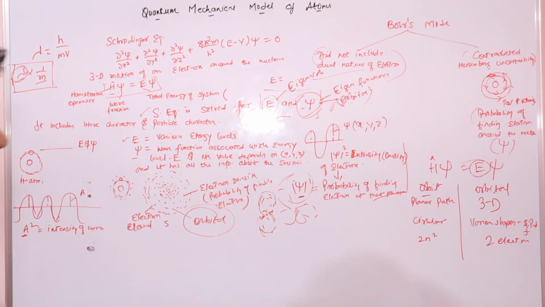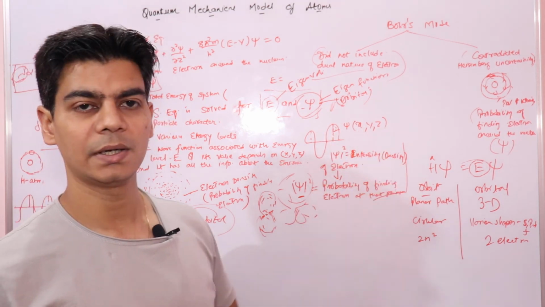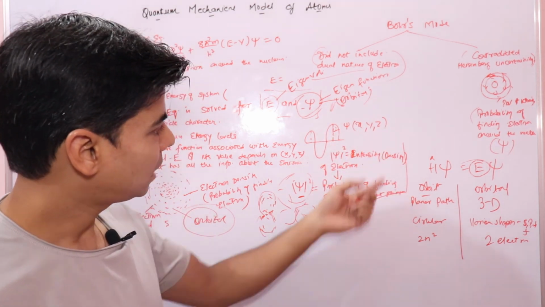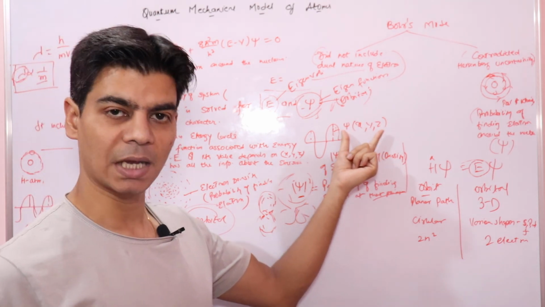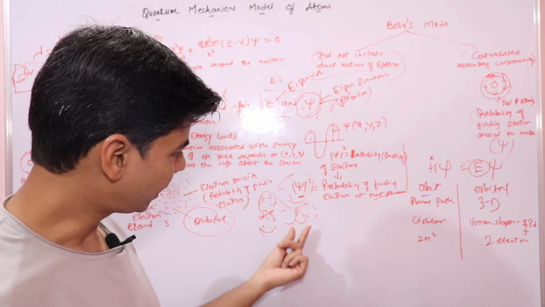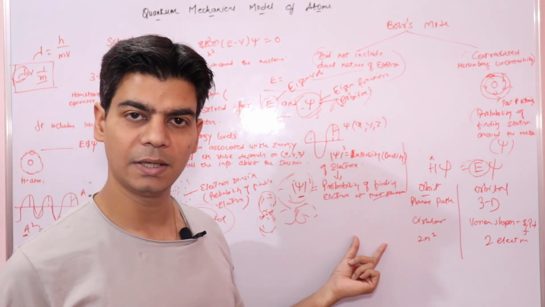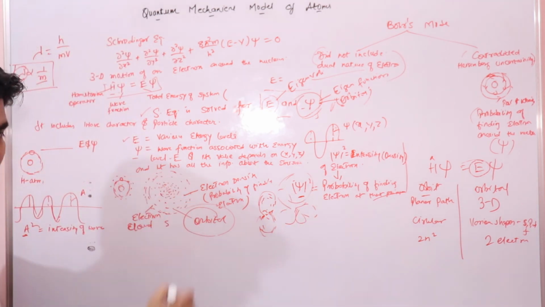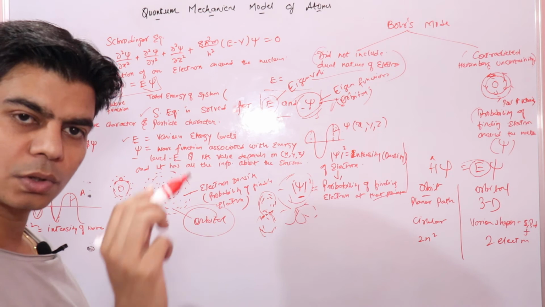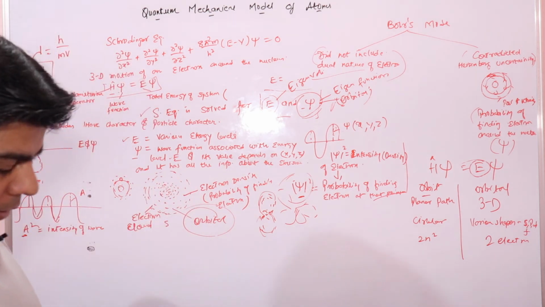And remember that this wave function is 3-dimensional. Its value depends on the coordinate axes. Using the value of psi, we will find psi square, which represents the probability of finding an electron. If you find psi square at various points around the nucleus, what you get is an electron cloud that is defined as an orbital.